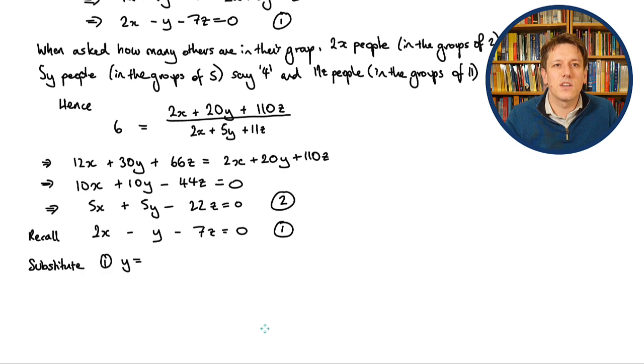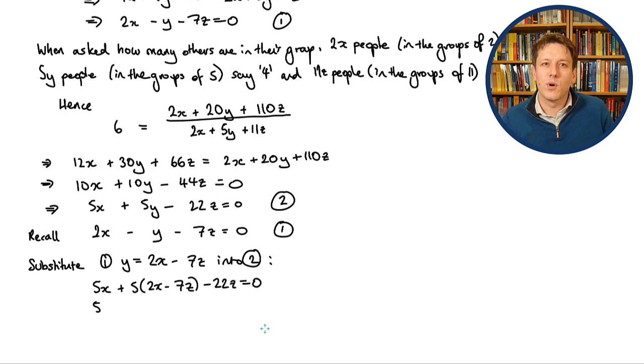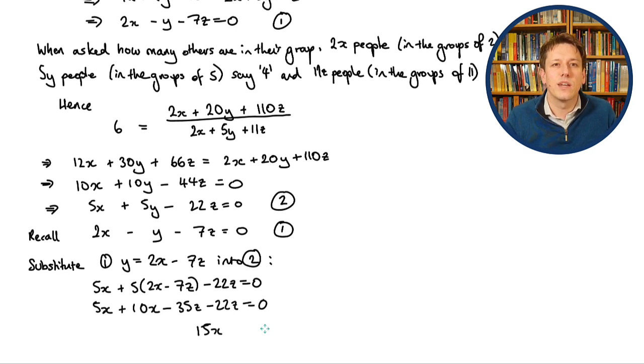So let's start by substituting equation 1 with y made the subject, so y equals 2x minus 7z, into that second equation. So I'll get 5x plus 5 lots of y, which is 2x minus 7z, minus 22z equals 0. Multiplying out the brackets gives us 10x minus 35z, and then if we tidy up that equation by collecting the x's together and moving the z's to the right hand side and collecting them together, we get 15x equals 57z, and dividing by 3 we get 5x is equal to 19z.